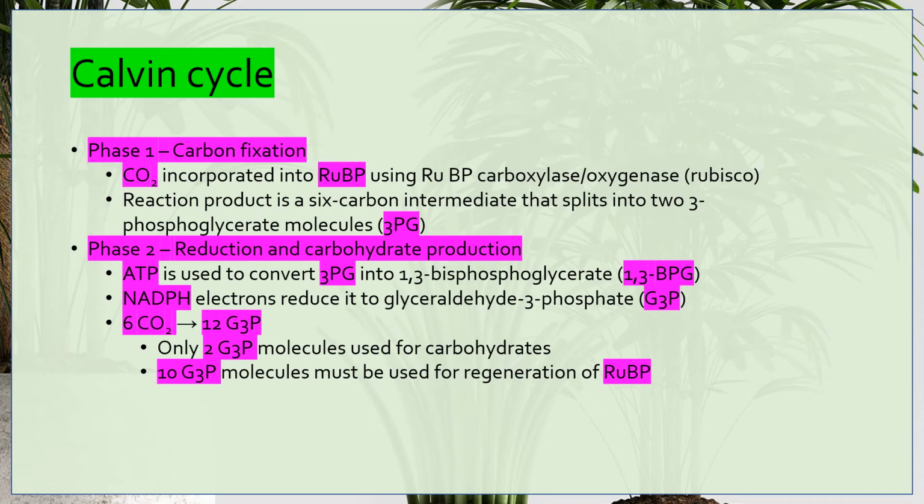In phase 2, we have reduction and carbohydrate production. ATP is used to convert this 3PG into 1,3-bisphosphoglycerate, or 1,3-BPG. NADPH electrons reduce it to glyceraldehyde 3-phosphate, or G3P. So these 6 carbon dioxide molecules give us 12 G3P. Only 2 of those G3P molecules are used for carbohydrates. The other 10 molecules must be used for the regeneration of RuBP.